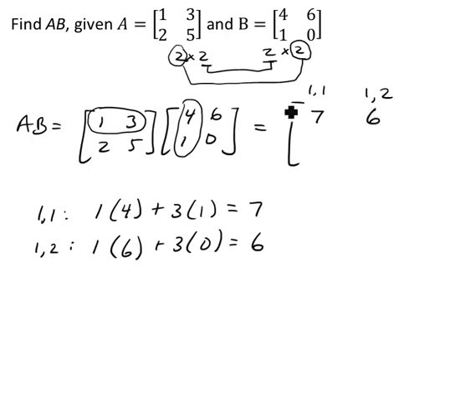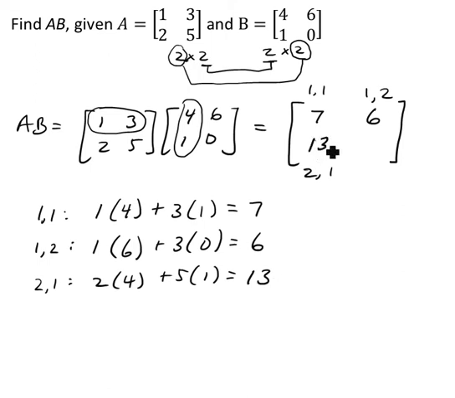Okay, and then we have essentially run out of columns of B, so now we need to bump down to our second row of A and go back to the first column of B. So it'll give us our 2, 1 entry. So using the second row of A, get 2 times 4 plus 5 times 1. So that makes 13. And then finally, using the second row of A and the second column of B, will give us our last entry. So that's 2 times 6 plus 5 times 0. So that's 12.